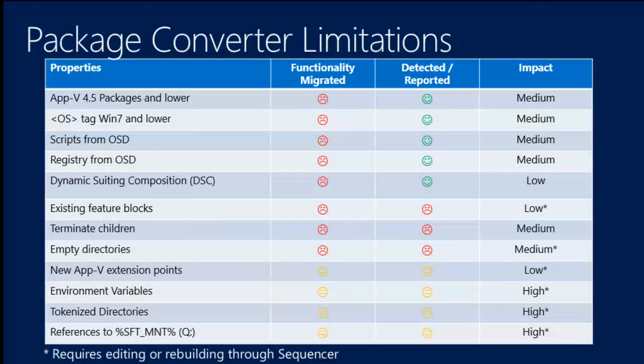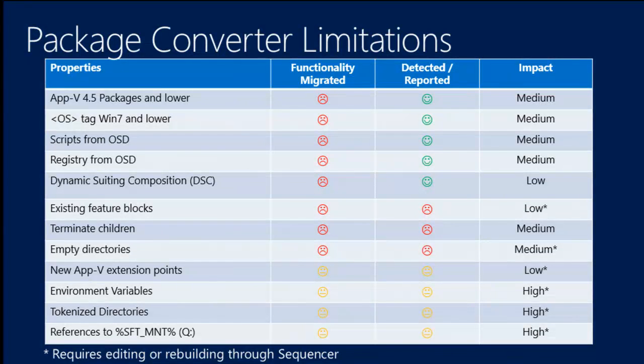Environment variables do get migrated, so that works, but I've run into issues where the environment variables were not picked up by the application. I have that on a slide later on. If you have any tokenized directories, the CSIDL, they get migrated to the new tokenized directories, the colon, I think, program file. I have an example later on. They do get migrated, but the same goes there. It does not always work. We have seen that it does not always work.